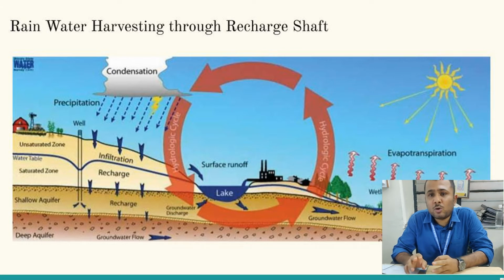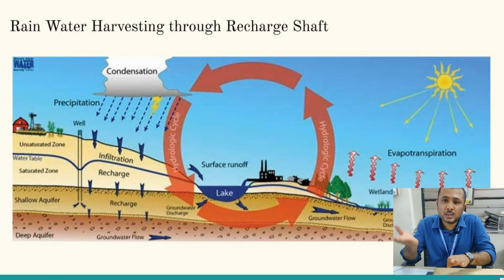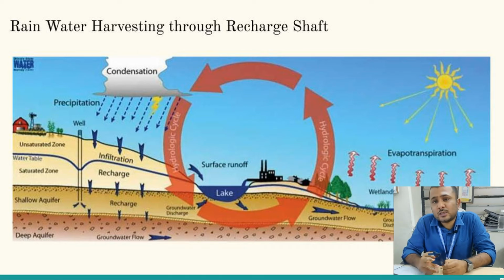Basically, it is the game of hydraulic gradient. If the hydraulic gradient is higher in the river, the water starts flowing from the river towards the well. If the water level is greater in the well, the water starts flowing from the well to the river. So this is what we call the interaction of river and underground water.